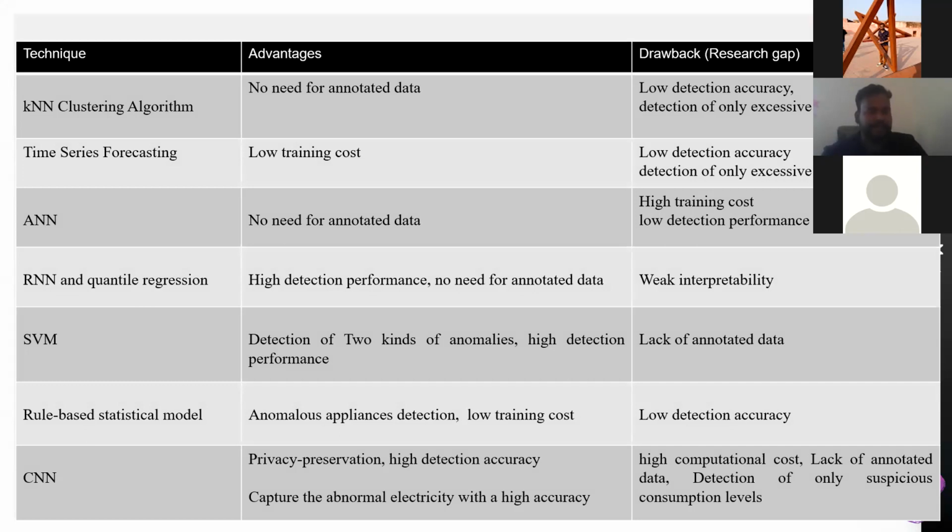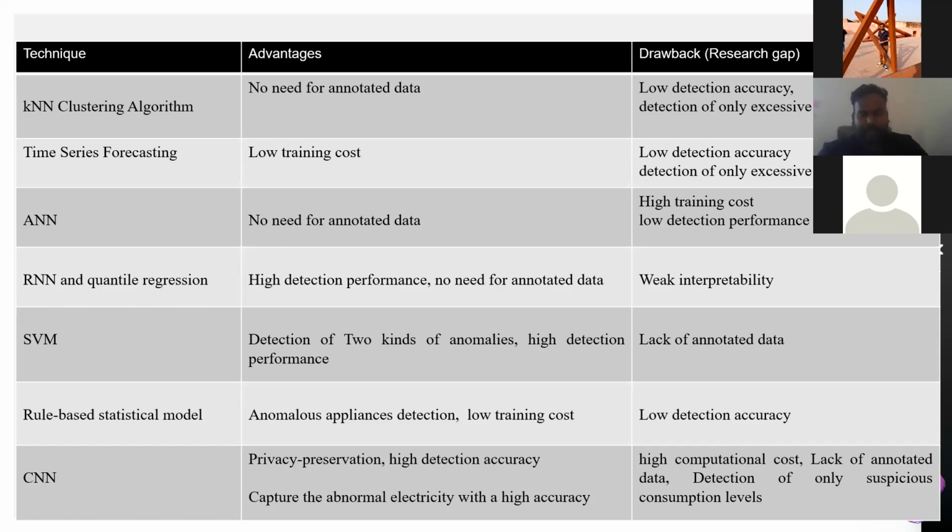The next technique is time series forecasting. In time series forecasting, they simply use historical data, collecting the previous data and predicting how much will be used in the future. Their advantage is low training cost because they know about the previous things. The drawbacks are low detection accuracy and only excessive consumption being detected. The same applies to the ANN and RNN techniques.